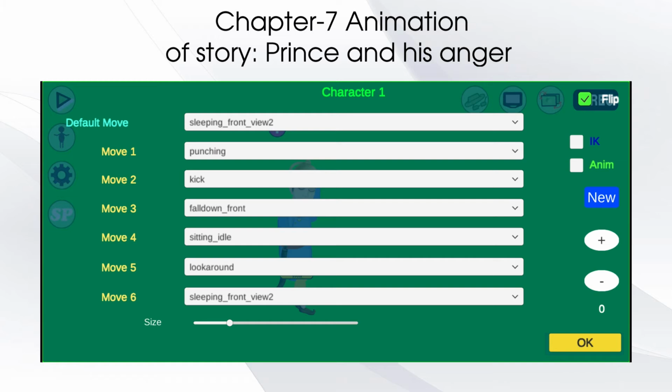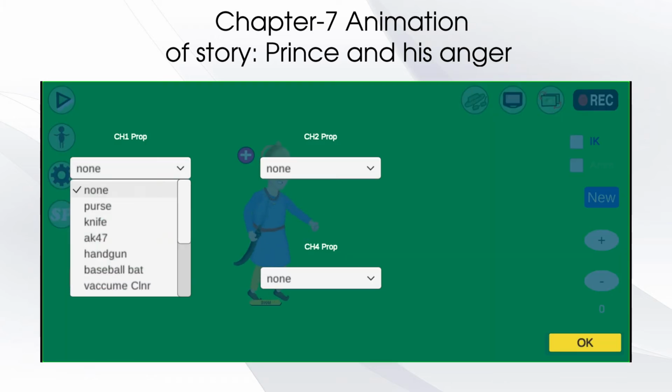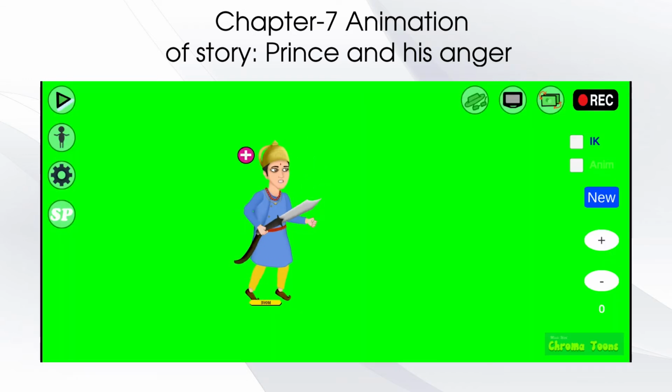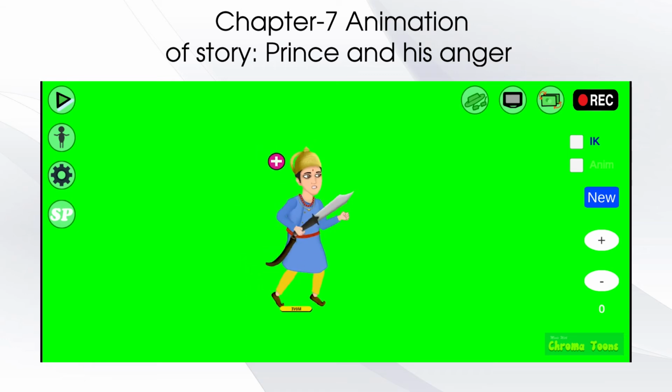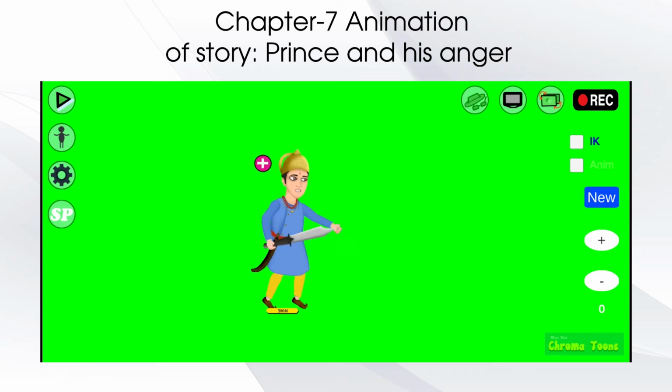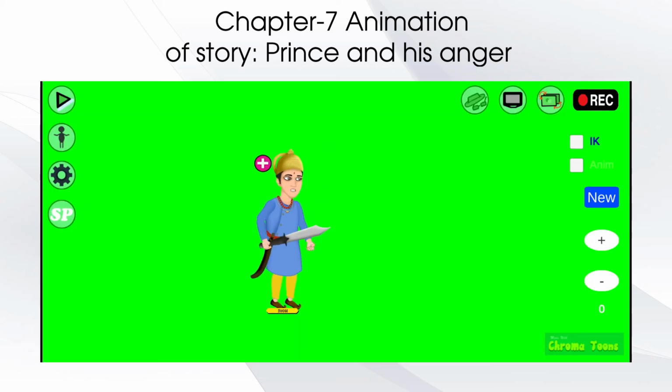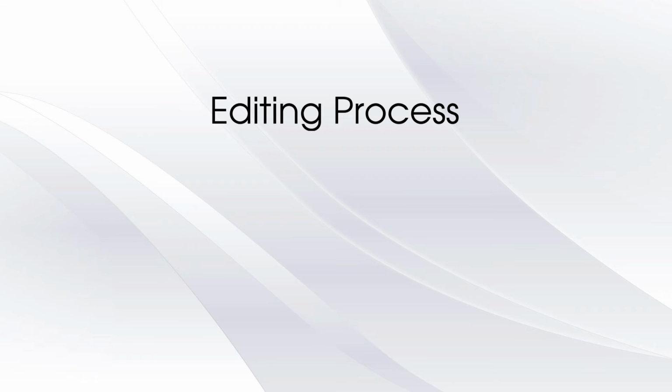Next we will create a sequence in which Prince is angry and is creating destruction to the palace. So for that we will select a prop which is holding a knife or a sword and then selecting a move such as punching or attacking with prop, and we will show something in which Prince is causing destruction. This way you can add and create sequences of an animation of a story. Now let's hop into the editing process.